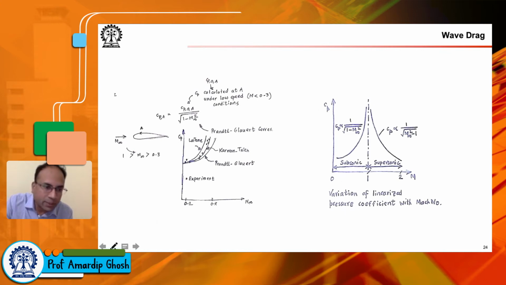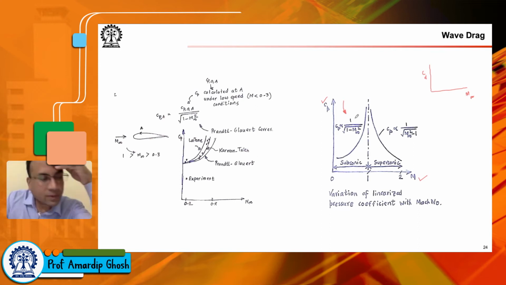So now, if we go back to this slide, here we talk about this important concept where your CP. Now remember that in the previous slide we were talking about CD versus Mach number. Here we are talking about CP versus Mach number. So what happens is it can be shown that CP is proportional to 1 by square root of 1 minus M infinity square. And this is based on the velocity potential formulation for an irrotational flow field.